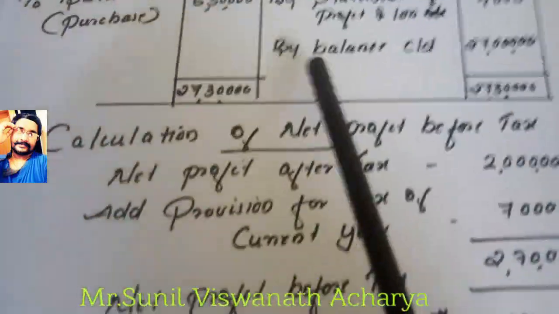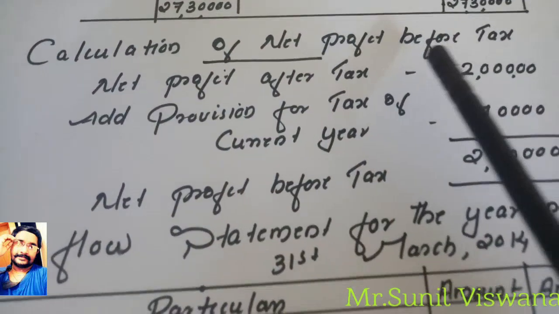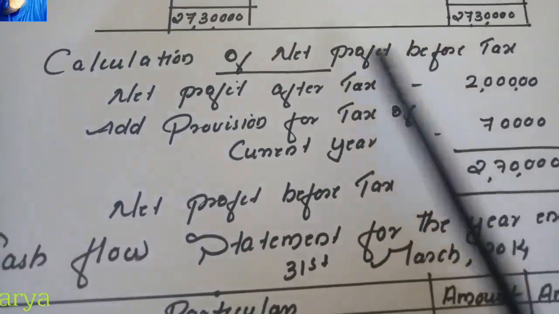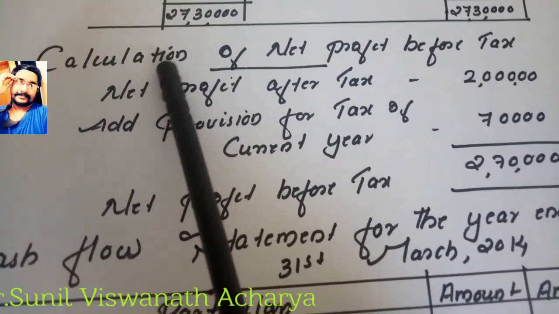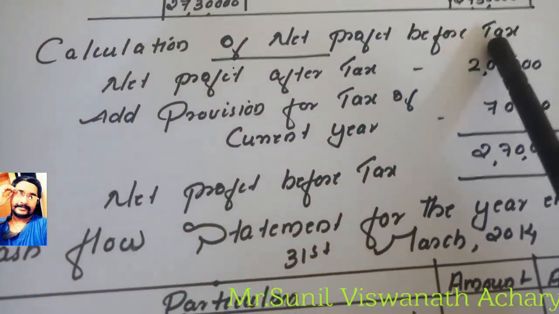Before starting the cash flow statement, we know that for operating activities we need the net profit before tax. Net profit before tax we have to calculate here. Calculation of net profit before tax.